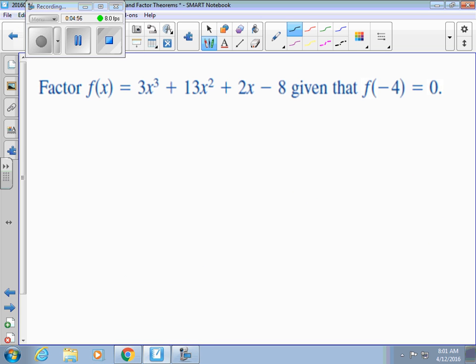On the back, let's do this one. f of x is equal to 3x to the third plus 13x squared plus 2x minus 8, given that f of negative 4 is equal to 0. Again, remember, when you see f of negative 4 equals 0 like that, it's talking about x with the opposite number of that. But you're still dividing by what that number is, negative 4. Try that one for about a minute.